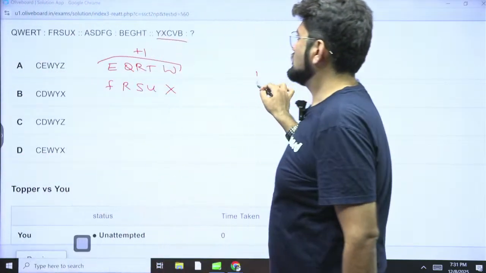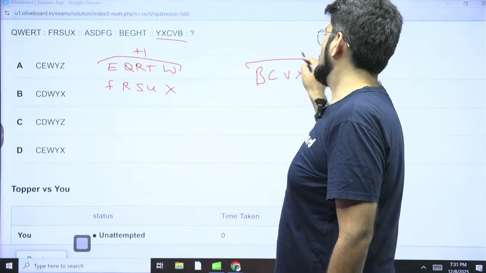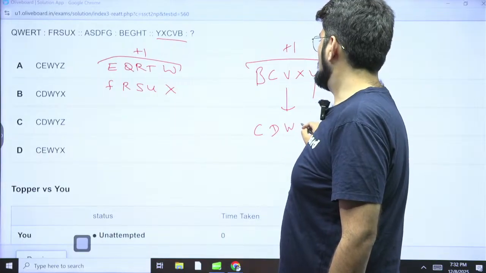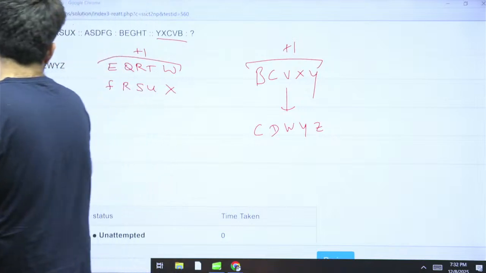So arrange in ascending order. So we have B, C, V, X, Y. And we'll increase by 1. So what will we get? We'll get C, D, W, Y, Z. Correct? C, D, W, Y, Z. Option C.